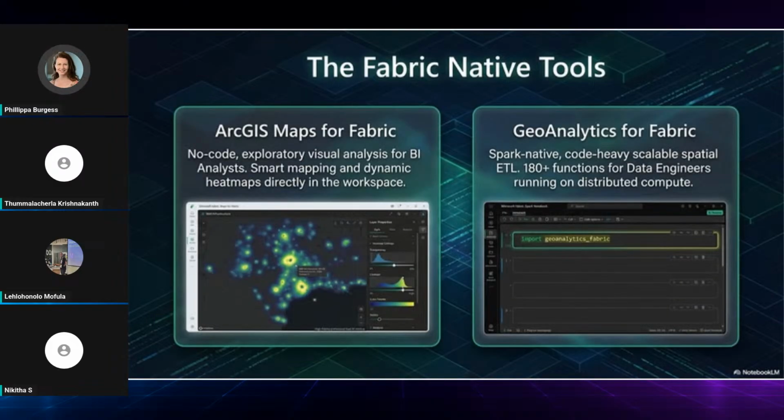And as we're here to talk about today, it's the Fabric native tools. These are now in general availability or public preview. ArcGIS for Maps is in public preview. This is the no-code, low-code exploratory visual analysis for business intelligence analysts, with smart mapping and dynamic heat maps directly in the workspace. And then GeoAnalytics for Fabric is the Spark-native, heavy-code, scalable spatial ETL. You've got 180-plus functions for data engineers running on distributed compute.